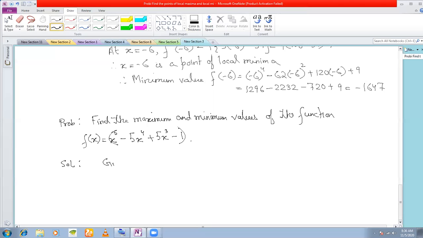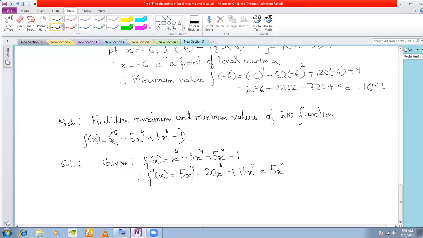Let's see. First, we shall write the given function, then we shall find out the first derivative. The first derivative of this function is 5x^4 - 20x^3 + 15x^2. Okay. So now from here, you can take 5x^2 common and you can write this as x^2 - 4x + 3.